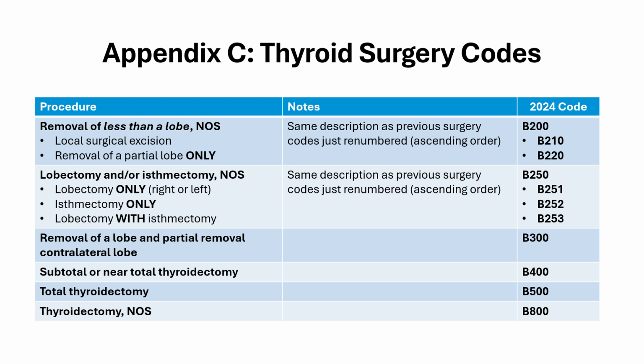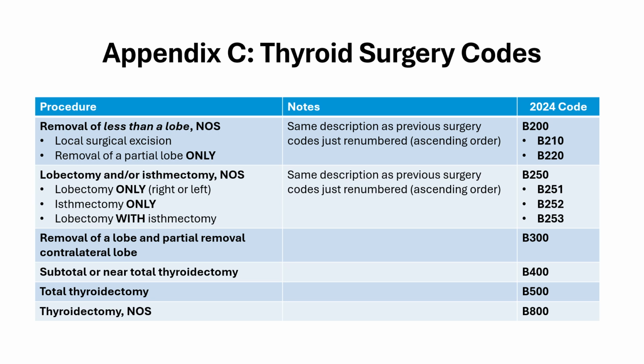For thyroid surgery codes, none of the descriptions or notes were really changed. Again, the numerical listing has been reordered into ascending order. So removal of less than a lobe NOS is B200, local surgical excision is B210, and removal of a partial lobe only is B220. Now, if we have a lobectomy and or isthmectomy, that is a B250.